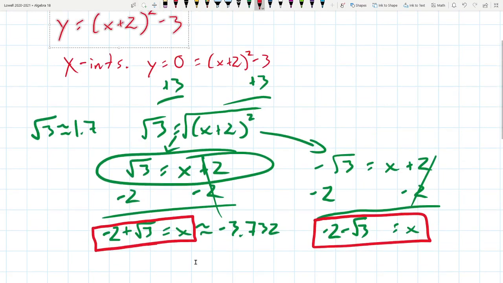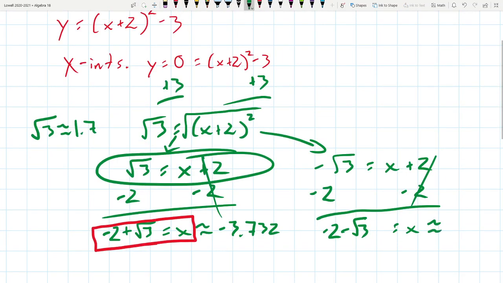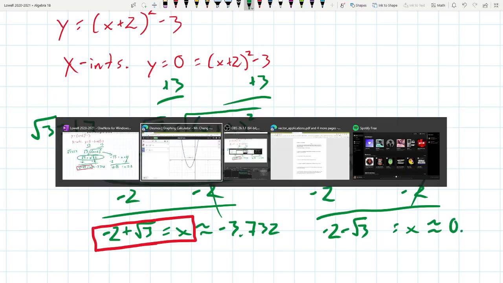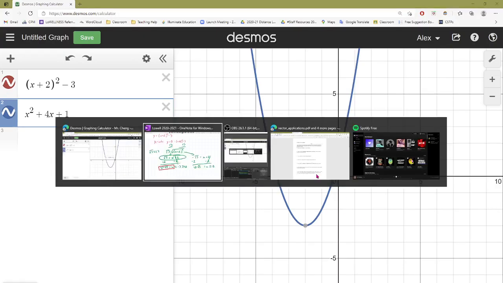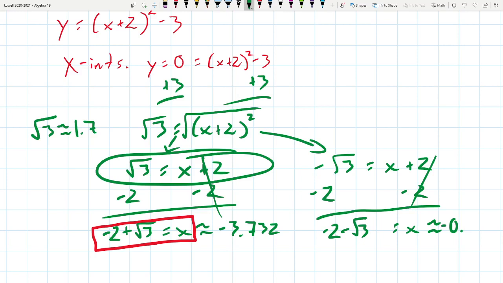And again, this value, if you throw it into the calculator, is approximately... let me double check here. It should end up being this negative 0.268. Okay.